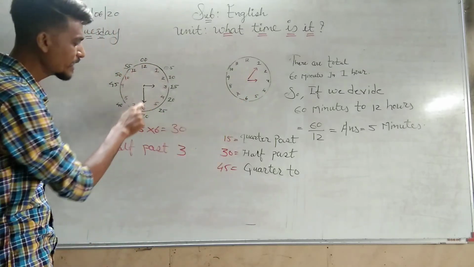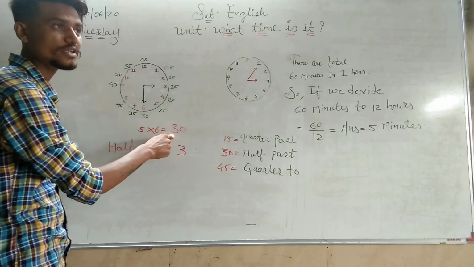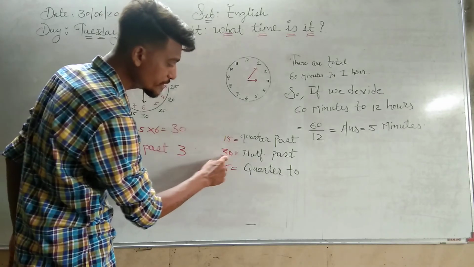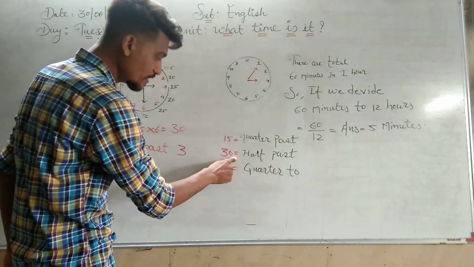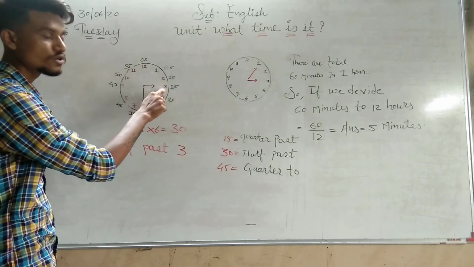So if the big hand is on 6, what you have to do? I have done here 5 into 6. How many minutes are there? 30 minutes. So you should know that 30 minutes is called half past, and you have to write half past 3 because the small hand is on 3.